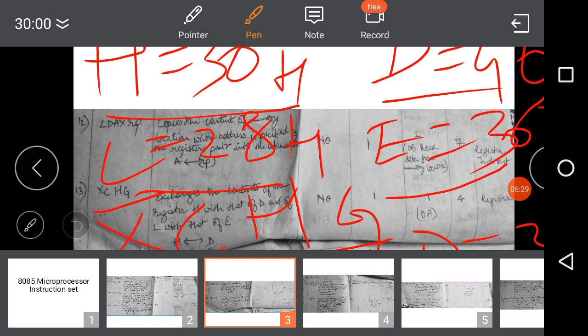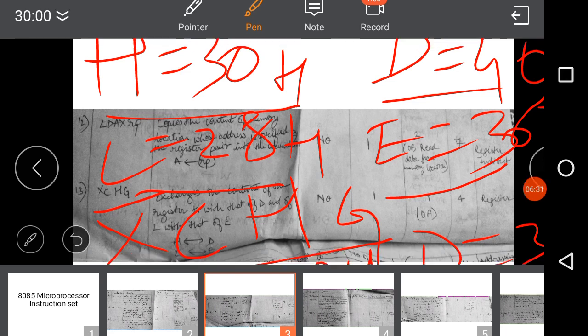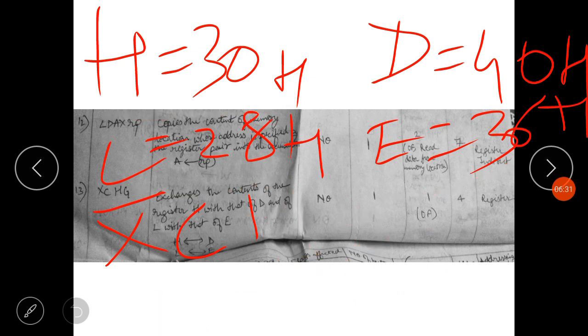So here what is happening? The content of the register pairs H, L and D, E are getting interchanged. So here I have written XCHG. What does this instruction do? It exchanges the content of the register H with that of D, and of L with that of E.